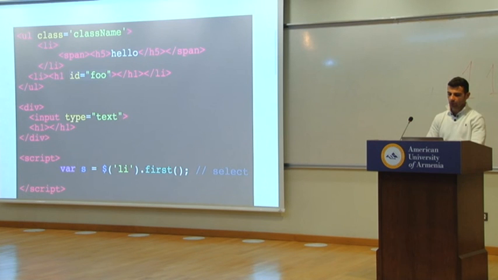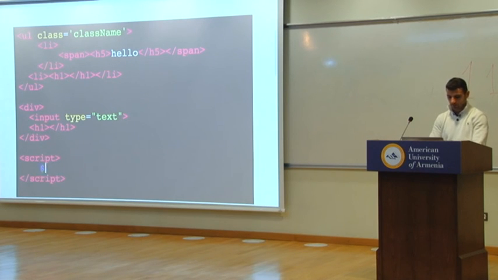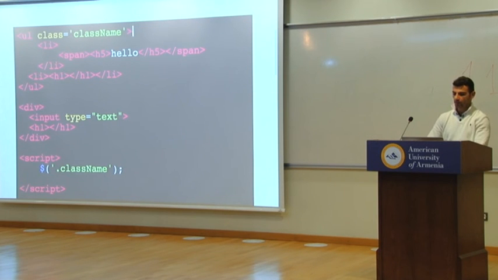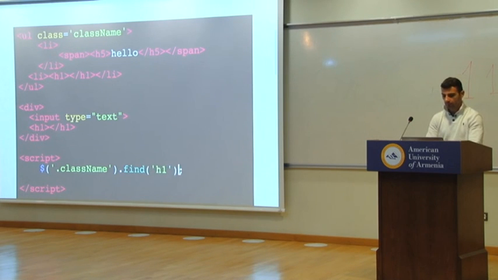But here's another thing you can do. You can select an element, like this one, by class name. So that's what, let me get rid of this. Dot class name. So this will return to me a list of things that just contains this one value in it, right? This here. I can then do dot find H1. What do you think that will return? Will it return this? No. This one. Why?